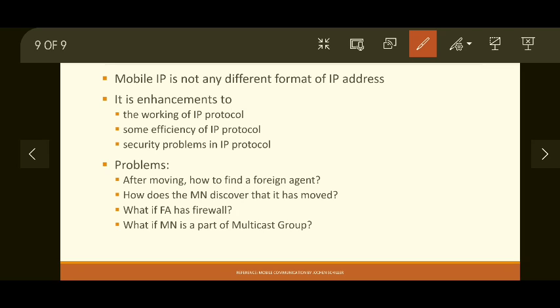Now what are the problems? Although at first it seems like a very simple procedure, there are several problems. What are the problems encountered in this delivery?